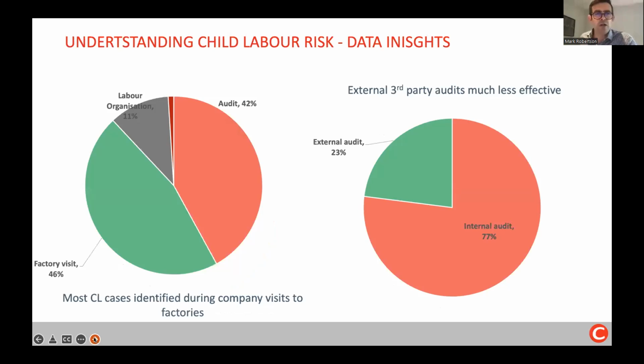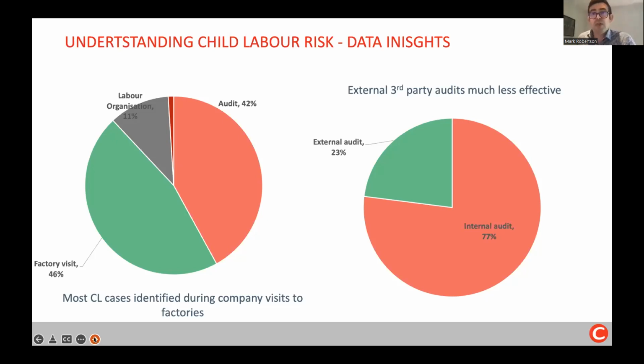Other insights from our work look at how child labour cases are identified. Interestingly, we find that the majority of cases tend to be identified through factory visits made by your own staff. So not via audit, but by visits that you or your responsible sourcing colleagues might be making to factories or farms in your supply chain. That's quite interesting, because people often think that audits are the main way in which we come across child labour cases, and that's actually not the case. Obviously, audits play a role, but by far it's your own staff visiting and being in your supply chain.